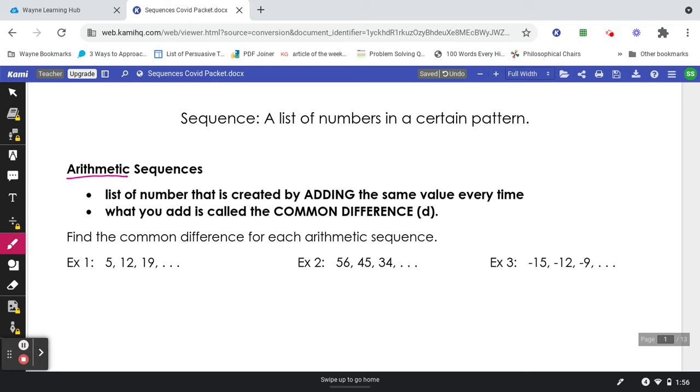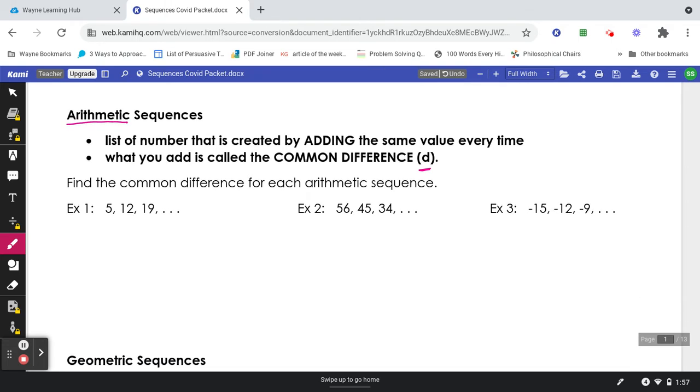That number that you add is called the common difference, and we use the letter D to reference that. So we have three examples here. We're going to find the common difference. So as you look at this pattern, 5, 12, 19, you might be able to see that you're adding 7. 5 plus 7 is 12, plus 7 is 19. If you can't see that, all you have to do is take the second term minus the first term, and that'll get you your answer of 7. So again, second term minus the first term.